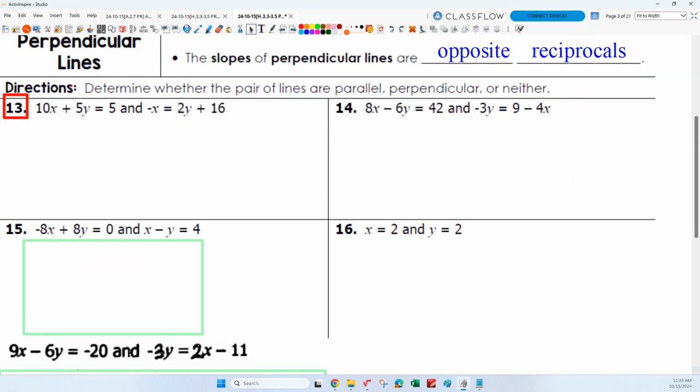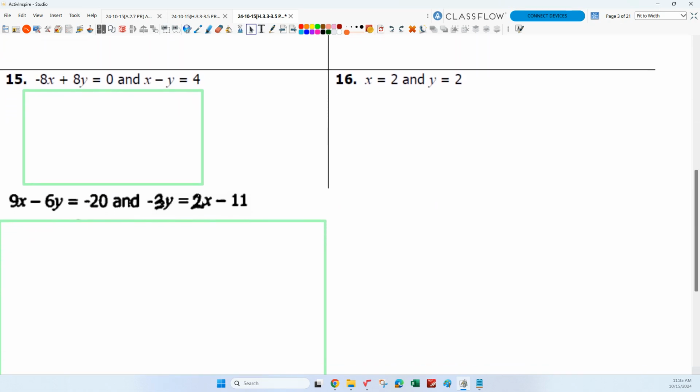What about number 15? I've got the two lines. What about the first line? The equation on the left, what would I have to do? How would I know? How would I test to see if these lines are parallel or perpendicular or neither? What would I do? Plug them into what?